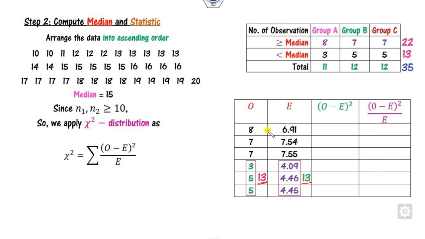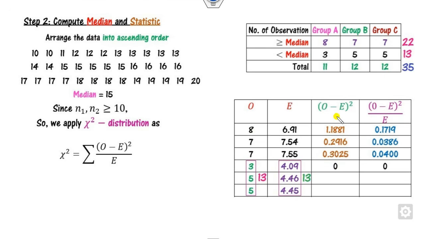You can take this minus this here. You can take this minus this. 13 minus 13 is 0, you can write here. Similarly, once you write here, you can divide this value by this. This is 0 by 13, and so on. Now this is a summation of this. You can take the total of this, you can find the total, and you will get this value.